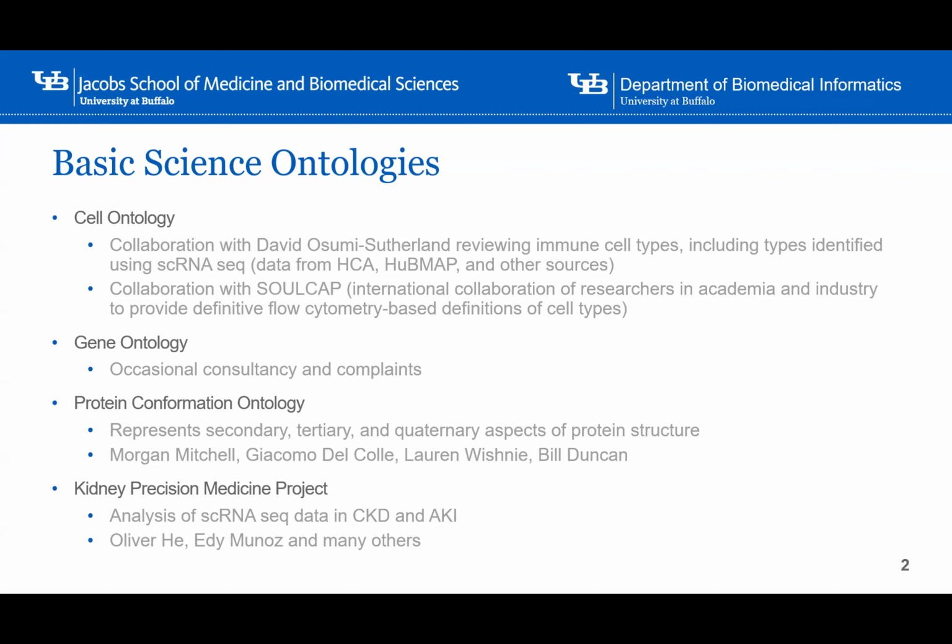I've also been involved with the Kidney Precision Medicine Project, looking at single-cell RNA sequencing data in CKD and AKI. I had a summer student last year who continued to work with me, Eddie Munez. And this work has been done in collaboration with Oliver He, and his group is also doing similar analyses, and I think it'll be quite interesting to compare the two approaches.